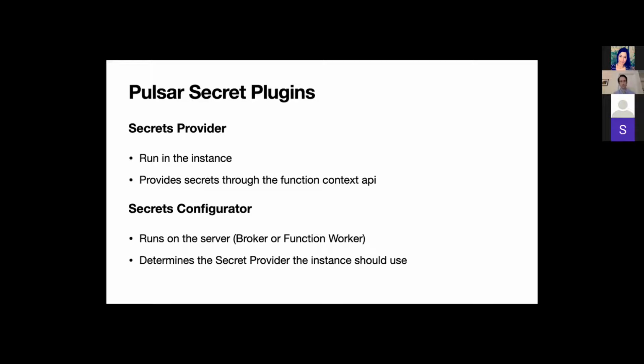These are essentially plugins that allow function instances to read secrets and get access to credentials. The other 2 plugins are Kubernetes specific and only apply if you're using the Kubernetes runtime. So Pulsar Functions has these 2 secret plugins. One is a secret provider. This actually runs in the instance, and it provides a way to read secrets through the function context API.